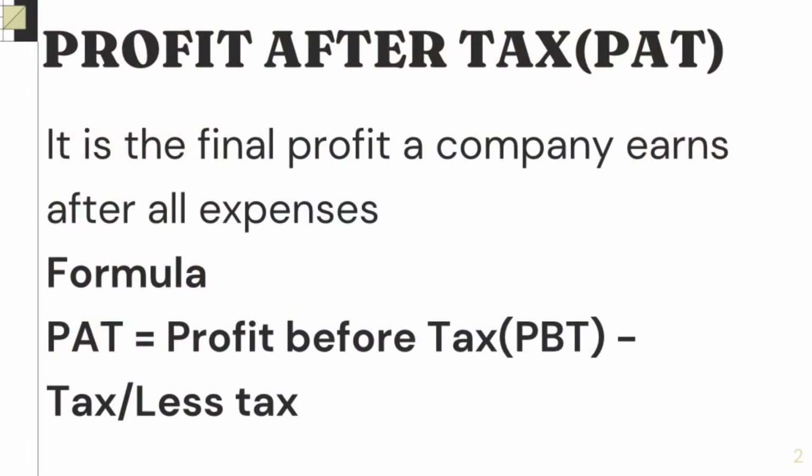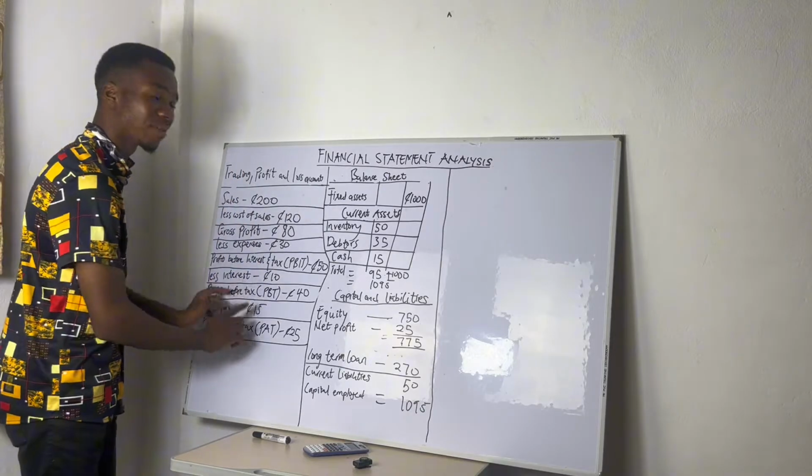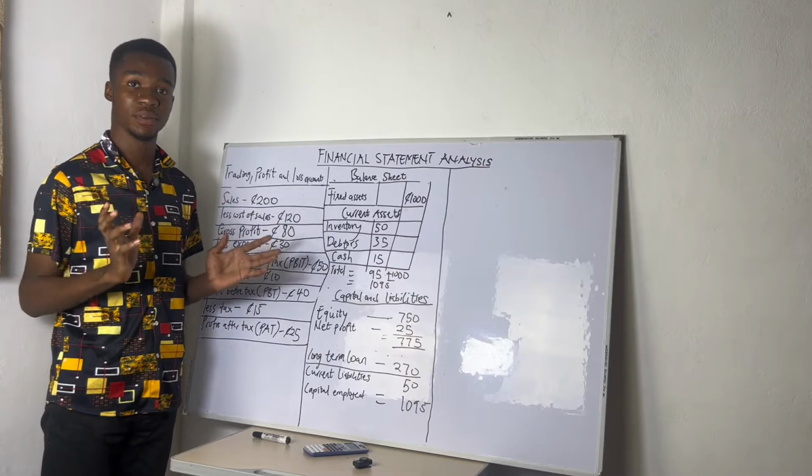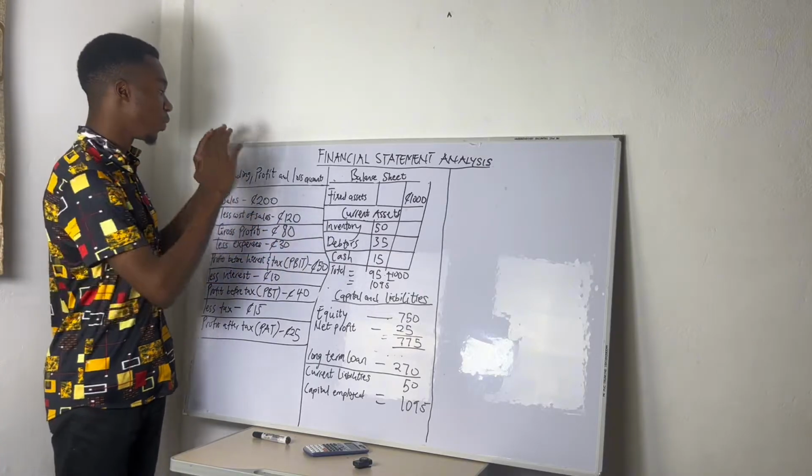So if you want to really know how much the company is actually making, you have to use the profit after tax. That is the final profit you make. I hope you guys get it. Let me go over again shortly.